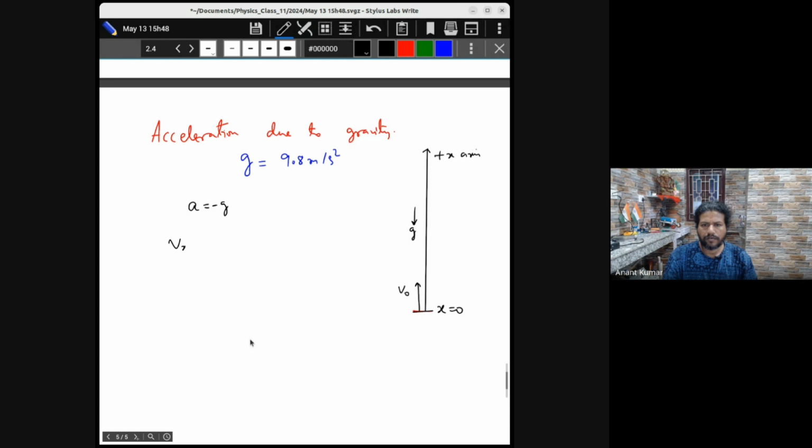So I could write that after time t the velocity will become v naught minus gt. I could find the displacement in the upward direction as v naught t minus half gt square, because I'm taking the upward direction as positive. If someone has chosen the downward direction as positive, then for them the acceleration will come out positive, not negative. Keep that in mind. Here in the equations I'm writing, I have taken the upward direction as positive, so all quantities pointing downward are negative.